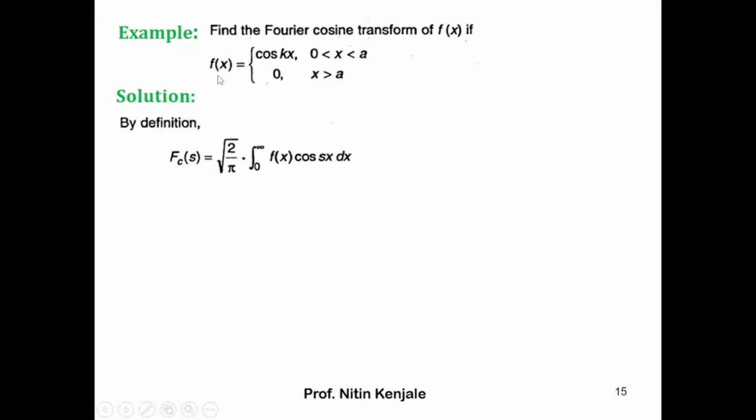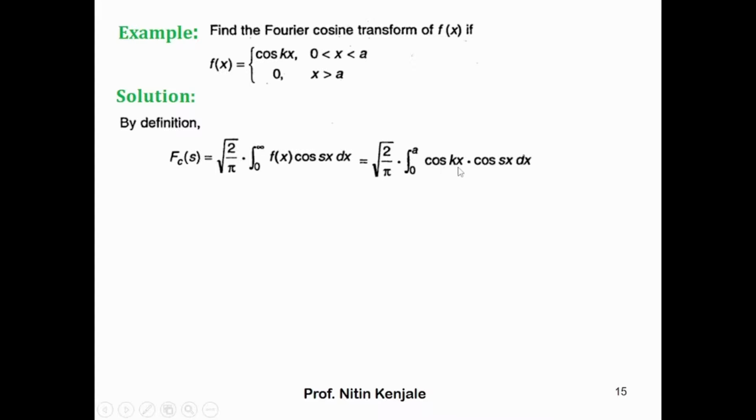Since f of x is defined over these two intervals, we will distribute this integral into two, from 0 to a and from a to infinity. So in the interval 0 to a, f of x will take value cos kx, this cos sx as it is, and in the other integral f of x takes value 0, so its value will be 0. Now let us evaluate this integral.